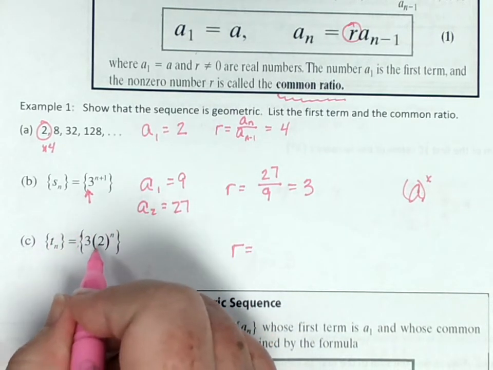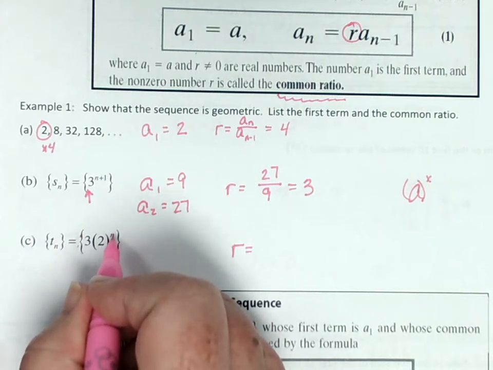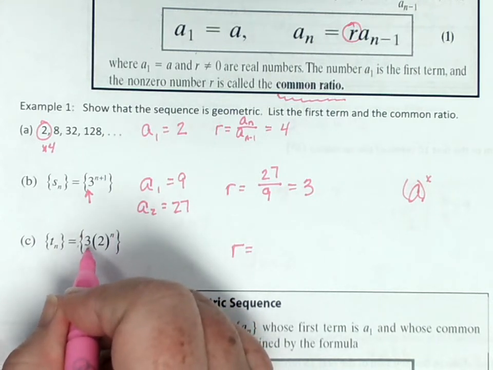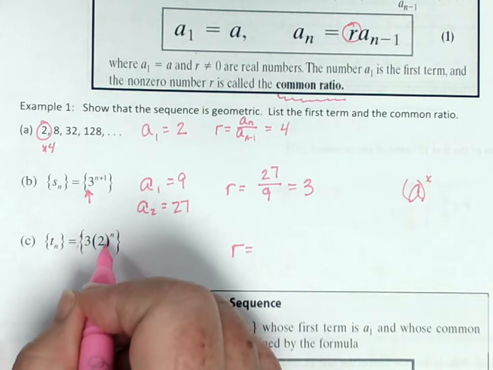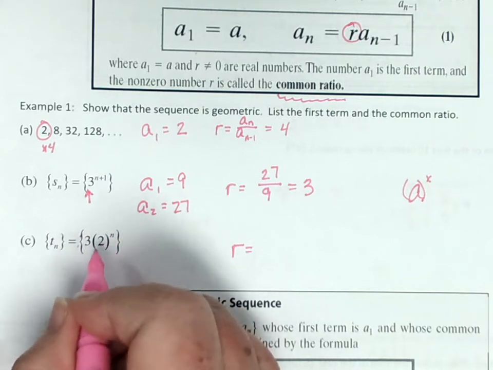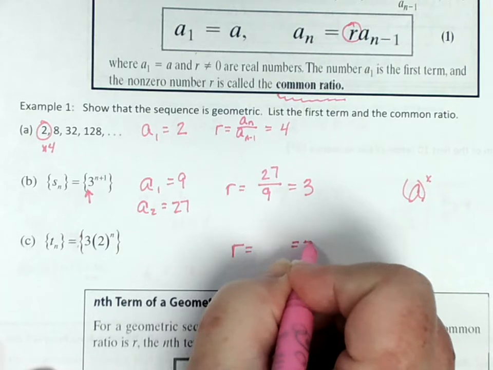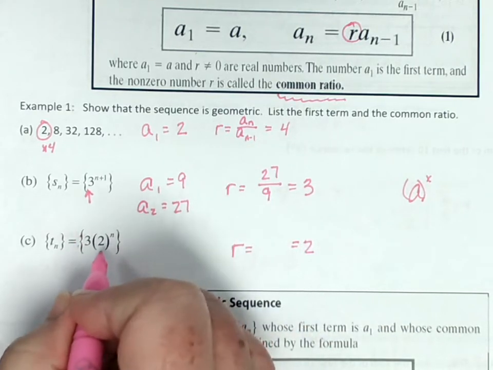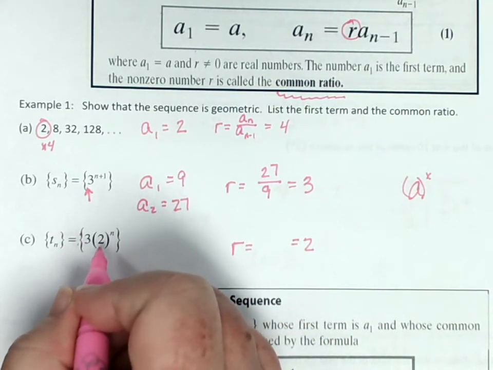Now, this is not 3 times 2 all raised to the n. This is 3 times 2 to the nth power. So what is the common ratio? It's going to be 2. Now, we're going to prove it, but I do want you to recognize that you can see it. It's a 2 right there.